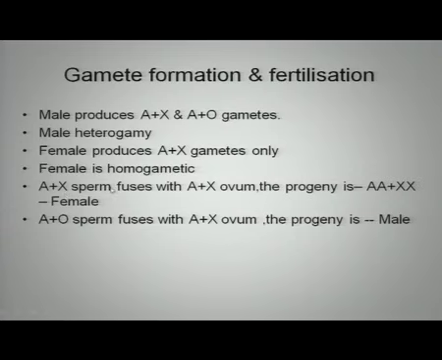A plus X sperm, when it fuses with A plus X ovum, the progeny is female with the chromosomes AA and XX. The A plus 0 sperm, that means the sperm without any Y chromosome, when it fuses with A plus X ovum, the progeny is a male individual.